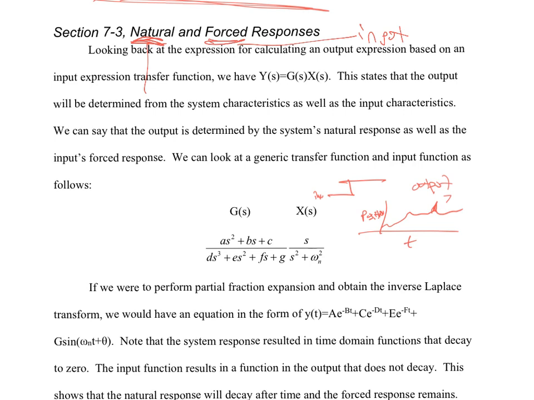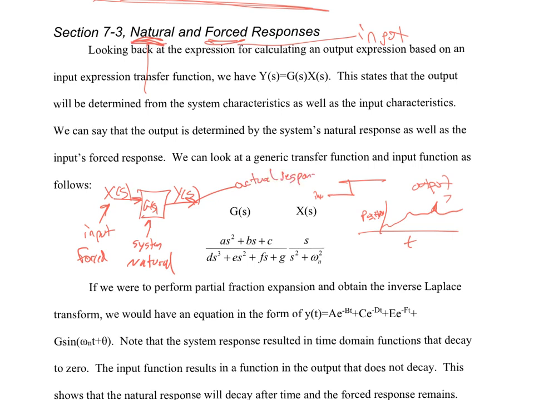So if I have a transfer function that has a G of s, a Y of s, and an X of s, this is the input, and this is going to determine the forced response. This is the system, and that is going to be the natural response. And then the output is the actual response. That's what you're monitoring. And it's going to be a combination of these two.